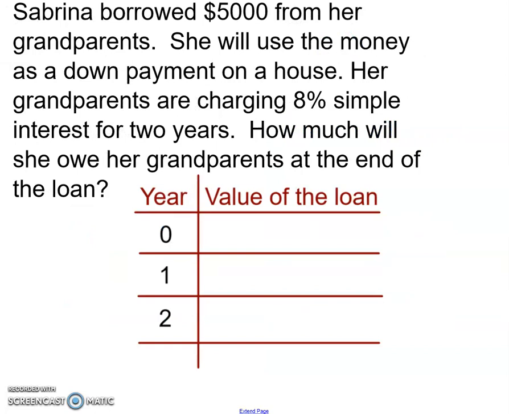So the next problem, Sabrina decides she wants to borrow $5,000 from her grandparents. She will use the money as a down payment on the house. Her grandparents are charging her 8% interest, simple interest for 2 years. How much will she owe her grandparents at the end of the loan?